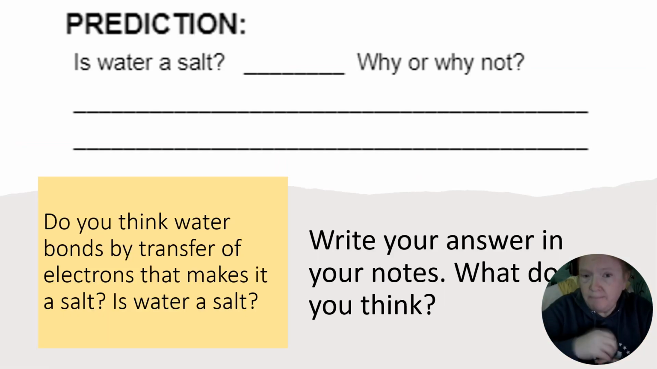So let's make a prediction. Do you think water is a salt? Why or why not? Write your answer in your notes. What do you think? And remember, predictions do not have to be accurate, but they have to be based on some reasoning. So do you think water transfers its electrons and bonds with ionic bonding to make a salt? So write your prediction.